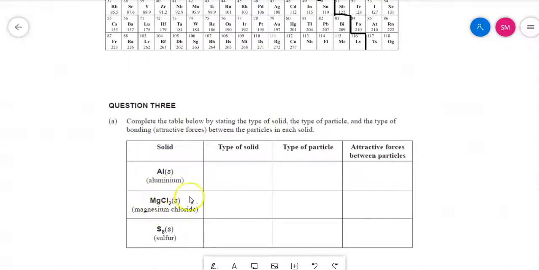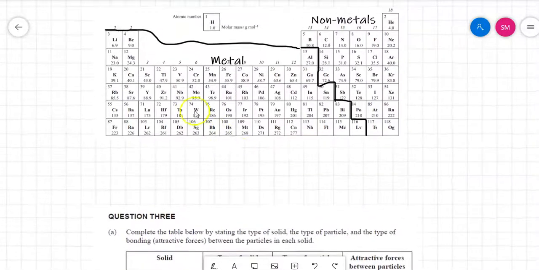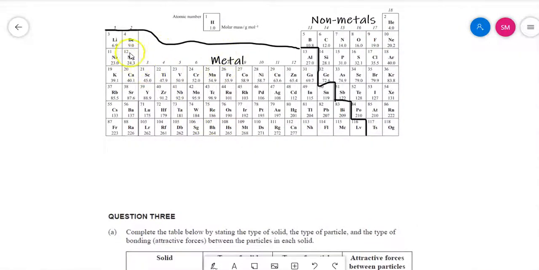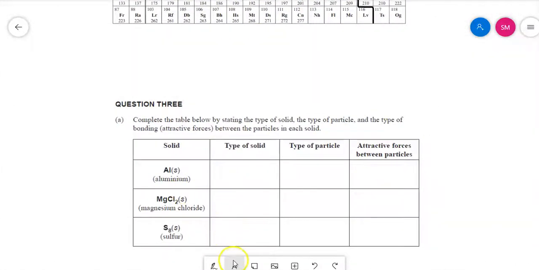Whereas the magnesium chloride here, we've got magnesium, which is on the left-hand side of the line. It is a metal, and then chloride is over here. We've got the non-metal. So this one must be an ionic compound. So when we complete the table here, the type of solid is that it's an ionic solid.